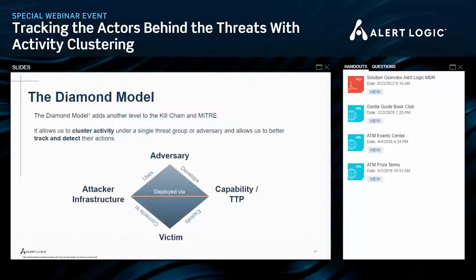Yeah, so this basically allows us to track those actors and the pieces. And as Gareth said, they will change these pieces, but it's very difficult, near on impossible, to change absolutely every single axis of this diamond. And so often we can find pieces within that tell us this is still the same people, or a version of the same people, or likely to be at least.